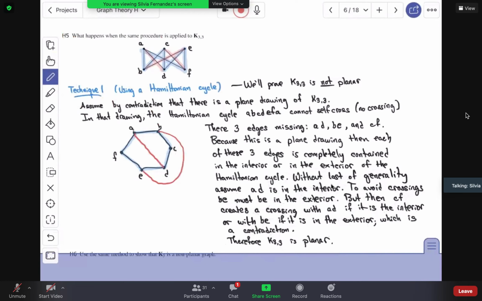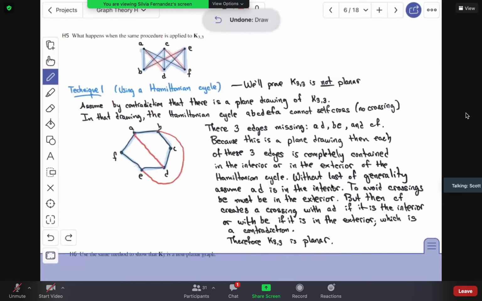And yeah, going back to my picture, if I try to join C to F in the interior, I have a crossing right there because they're on different sides of that line AD. If I try to join them in the exterior, then I'm going to have a crossing with BE. And it doesn't matter if BE is actually going around like this. I will still create a crossing with FC in the exterior.